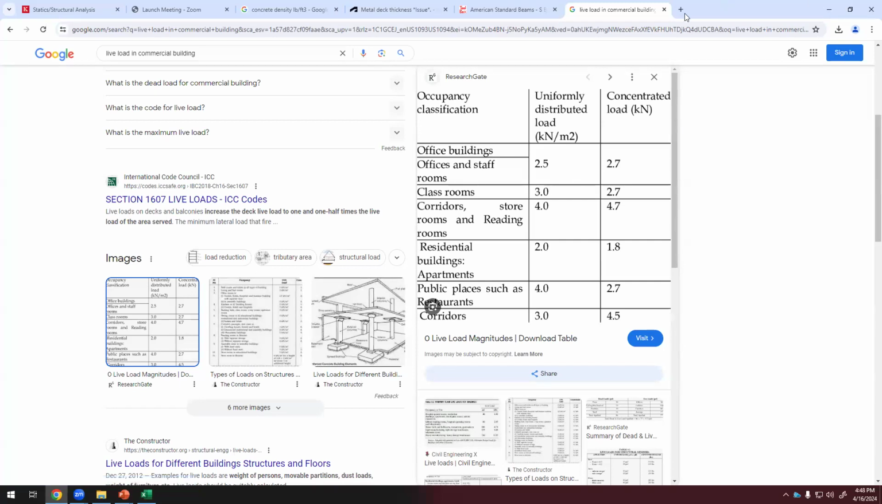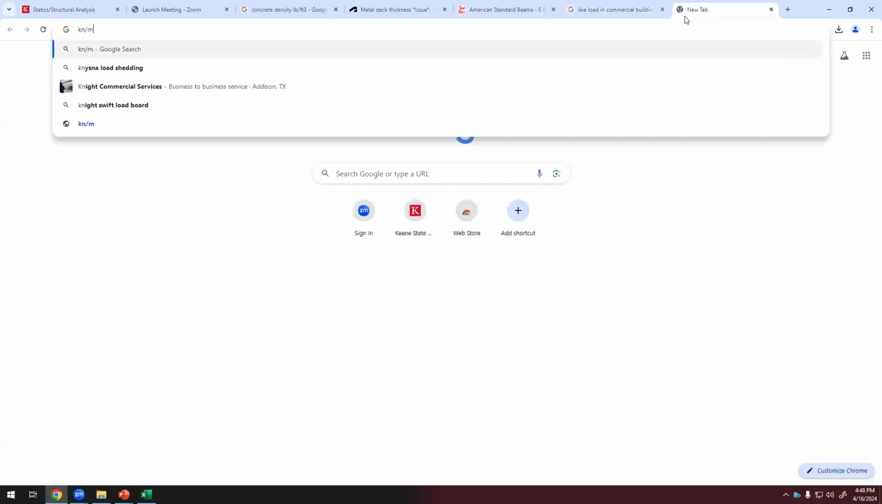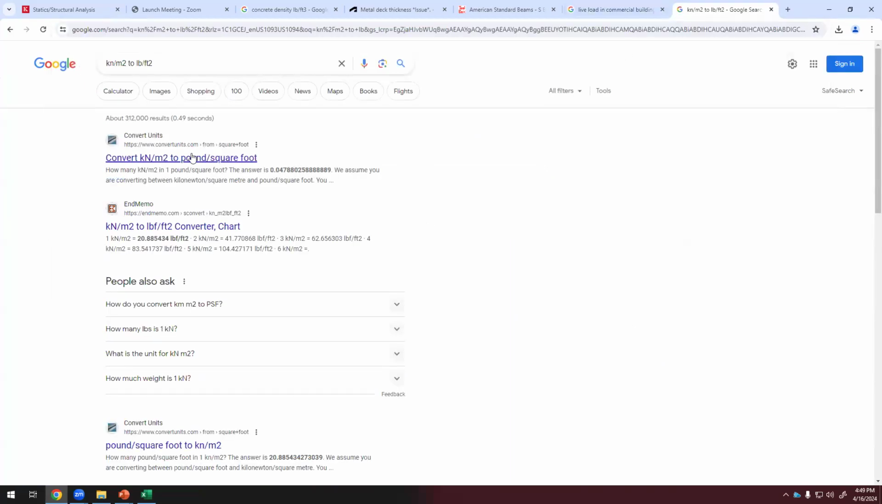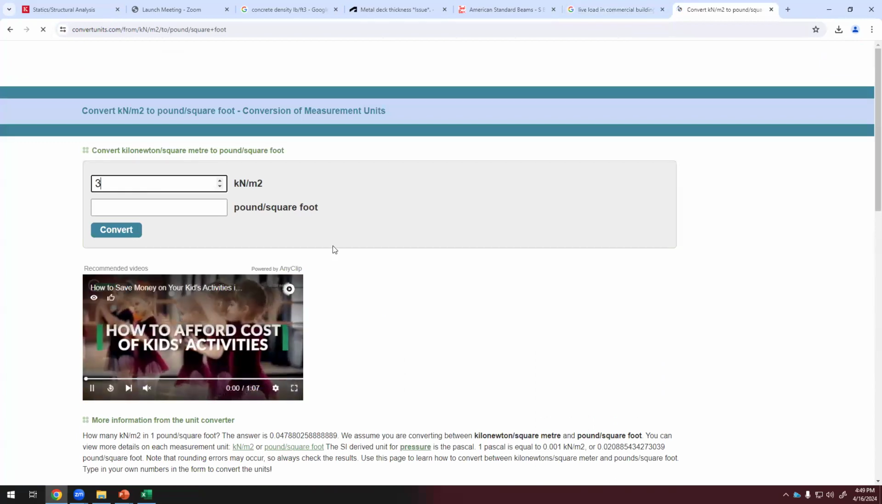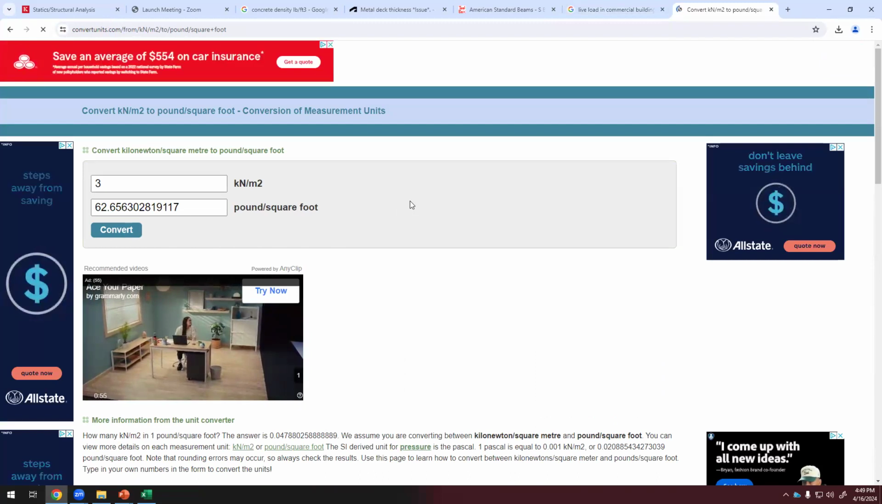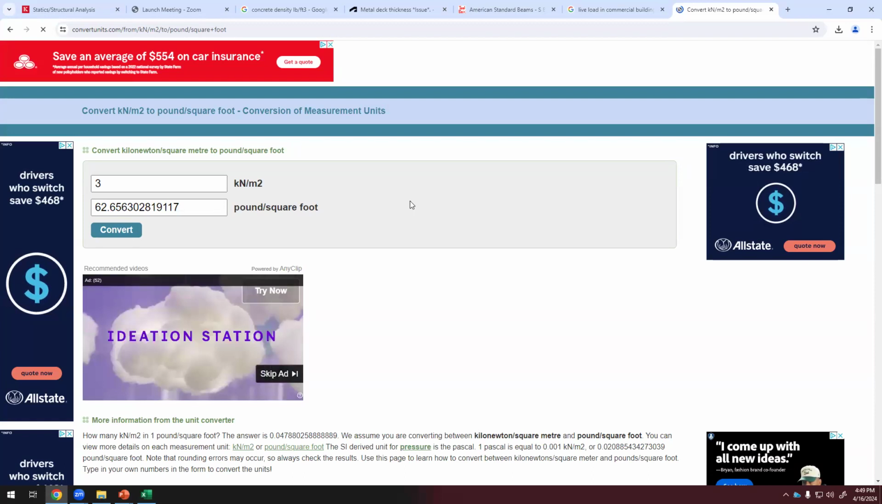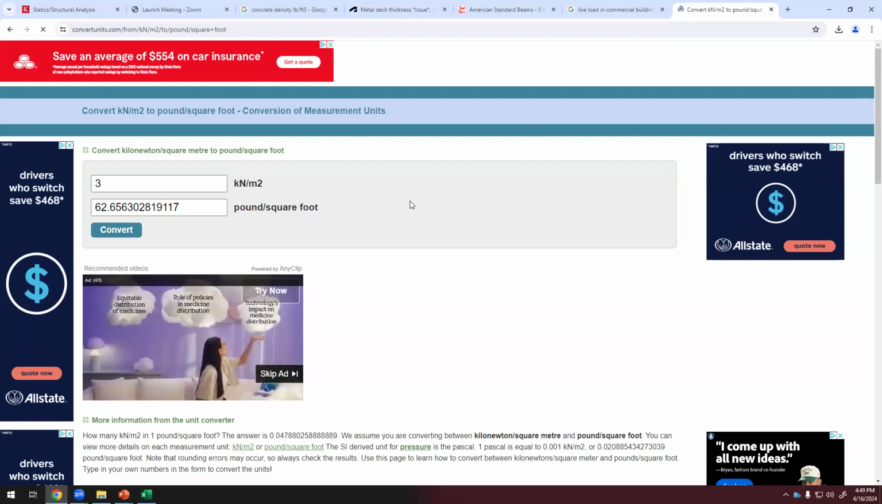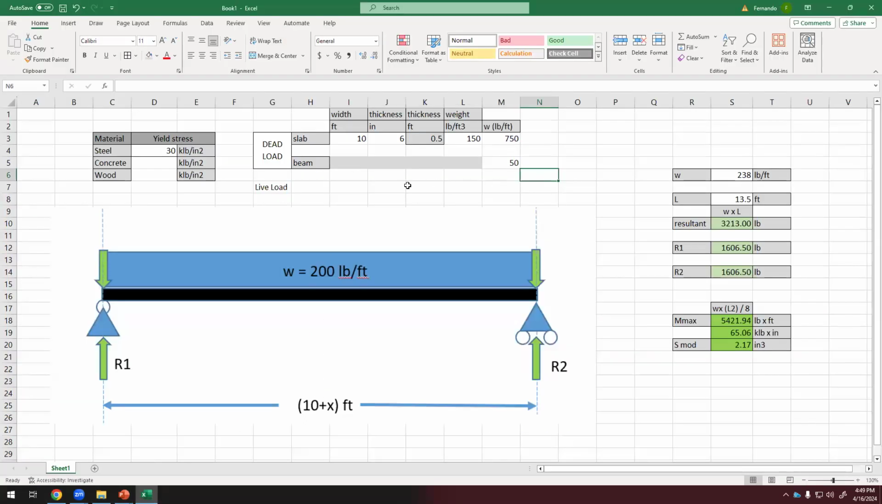Anyway, we have to turn kilonewtons per square meter to pounds per square feet. Convert, yep. So we have 3. Convert, it's 62. Does 60 ring a bell? I think most of the exercises that we have already done, the live load is around 60. Okay, so we're not going to type 62.6563. We're going to type just 60 here.